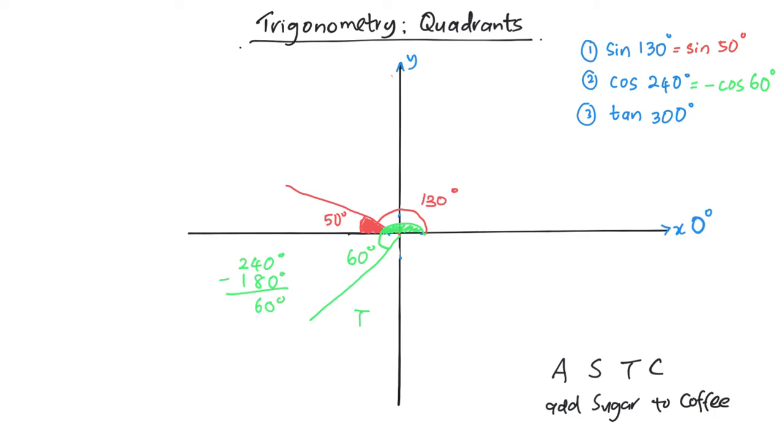And how about tangent 300? Okay, tangent 300. So 300 will be all the way up to here. 300 degrees. We know a full turn is 360. That makes this part 60 degrees. Add sugar to coffee. And this is where only cos will be positive. Therefore, it will be negative tangent 60 degrees. Remember, we are looking for the reference angle. All right, when we calculate them, we calculate the reference angle and also take into consideration the quadrants, whether it will be positive or negative. Okay?